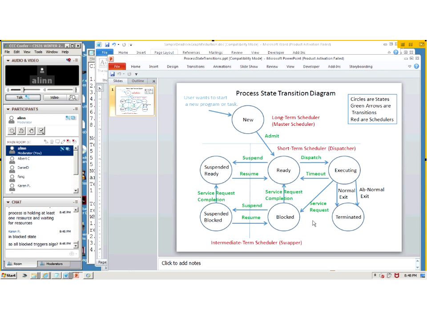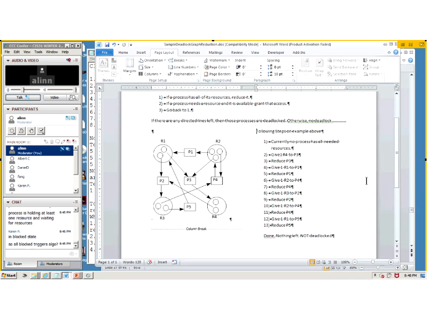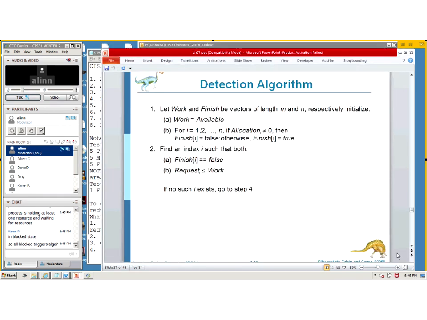So any of those are good mechanisms to trigger the deadlock detector. You don't want to run it every time you dispatch. You don't want to run it then. Is that clear? Okay, good. Okay, we're going to move on.